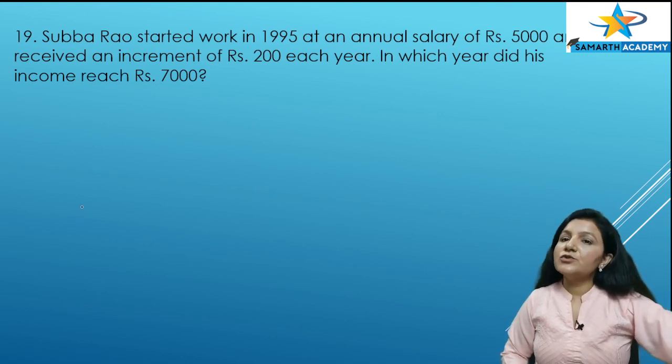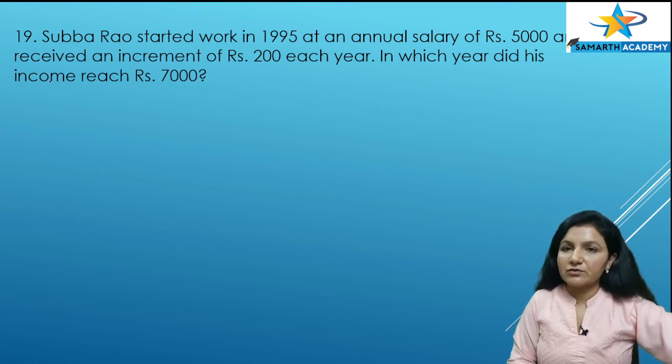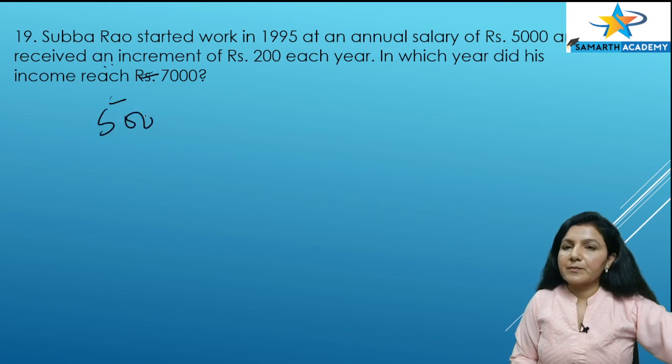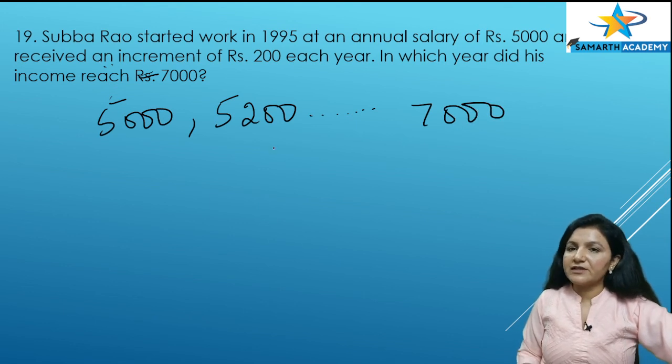Question 19. Subbarao started work in 1995 at an annual salary of rupees 5,000 and received an increment of rupees 200 each year. In which year did his income reach 7,000? So he started with a salary of 5,000 rupees and then his increment was 200. So next year how much will he be getting? He'll be getting 5,200 and he reached 7,000. But in which year did he reach 7,000?